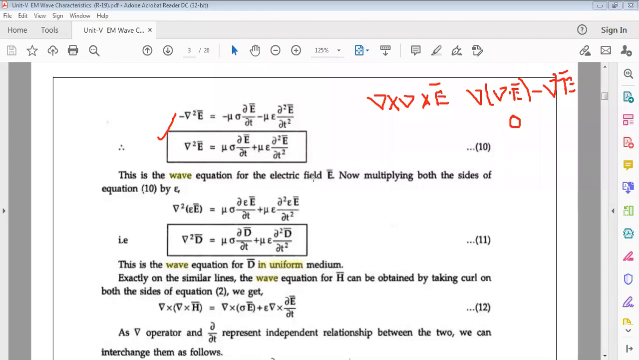This is the equation for the electric field E bar. Del square E bar is equal to mu into sigma dou E bar by dou T plus mu epsilon dou square E bar by dou T square.